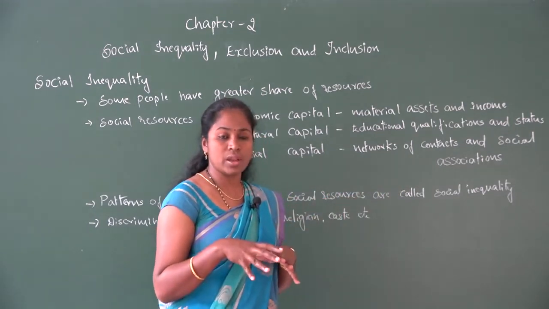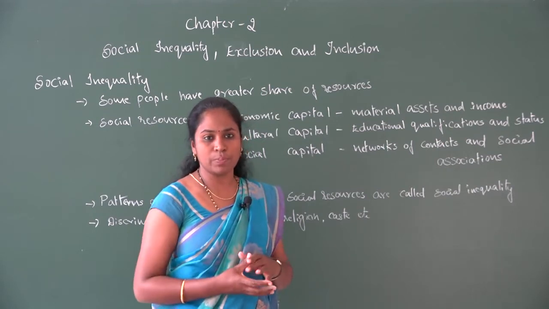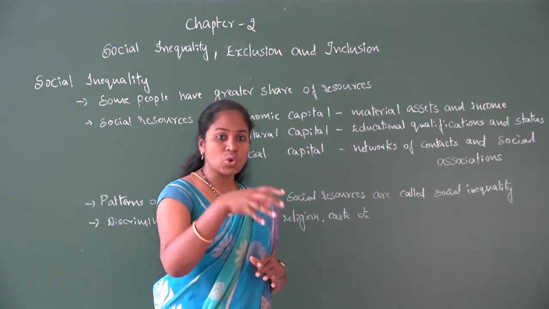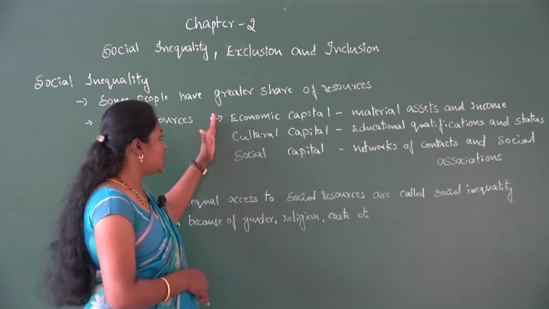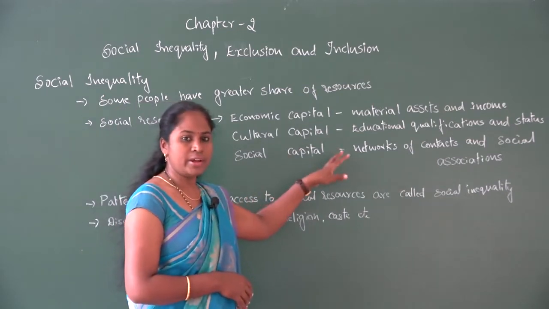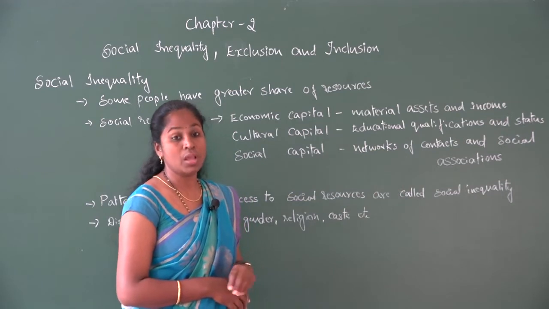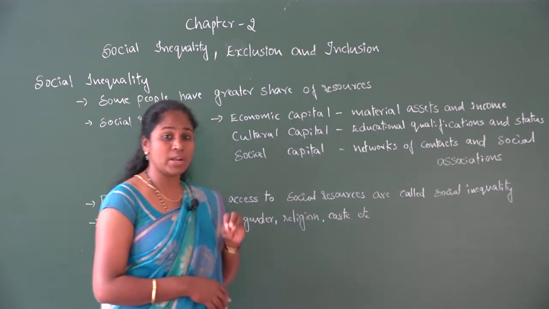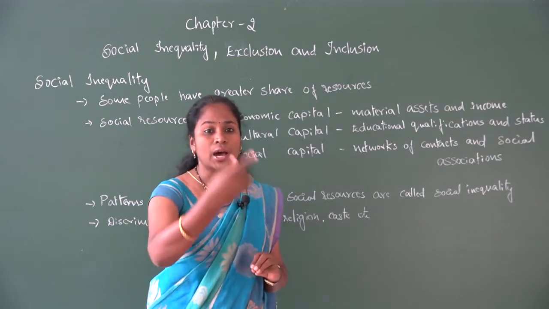Where a person is having contact with very influential people, that is called social capital. So here, these three capitals are divided depending on the resources a person is having. If a person has one particular capital, it's very easy for him to acquire the other capital.